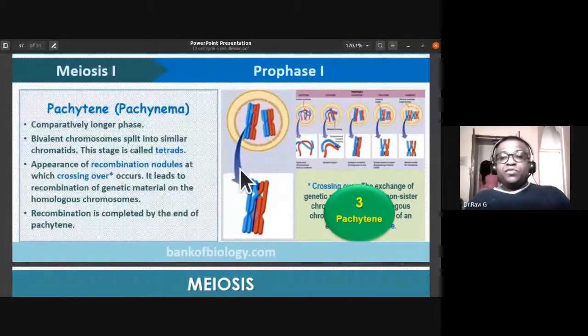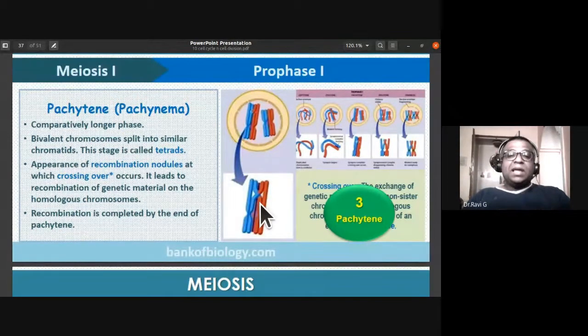So with the appearance of recombination nodules, crossing over occurs between two non-sister chromatids of the homologous chromosomes. This leads to recombination of genetic material on the homologous chromosomes, that is, a fragment of the paternal chromosome gets attached to the maternal, and maternal to paternal, because of the crossing over. So the recombination is completed by the end of the pachytene stage, that is the third phase.